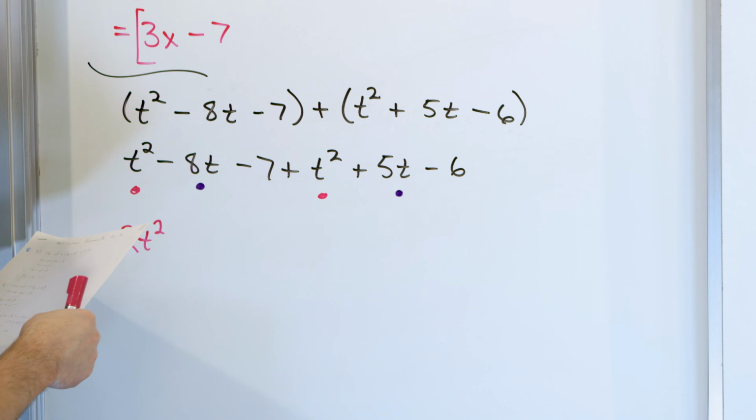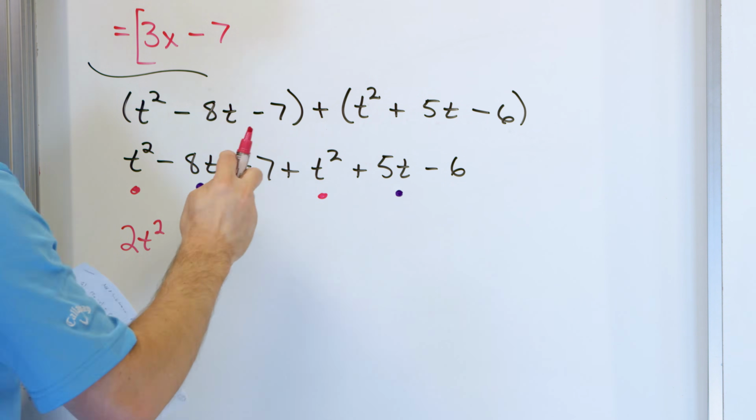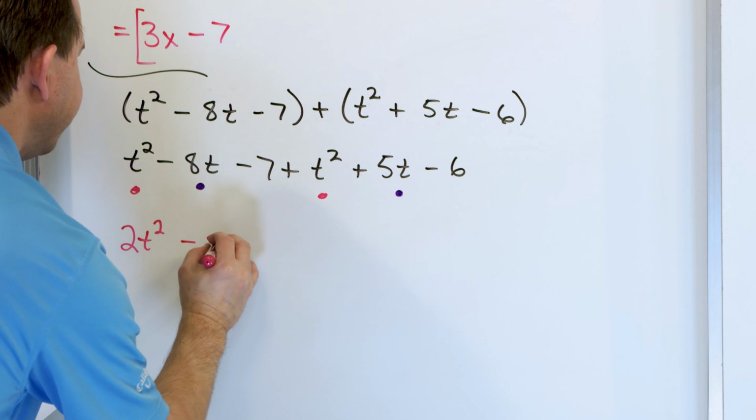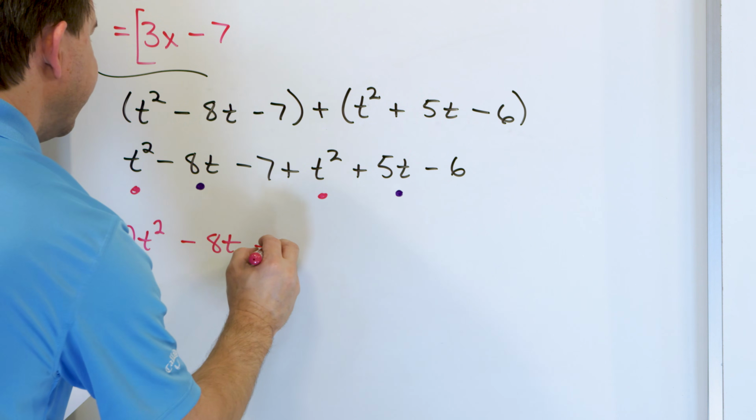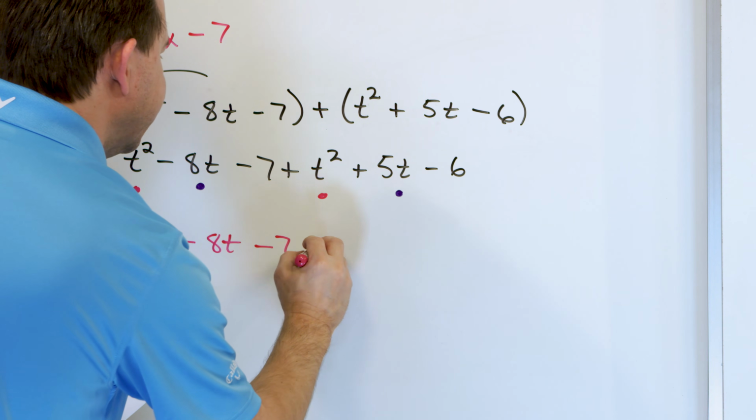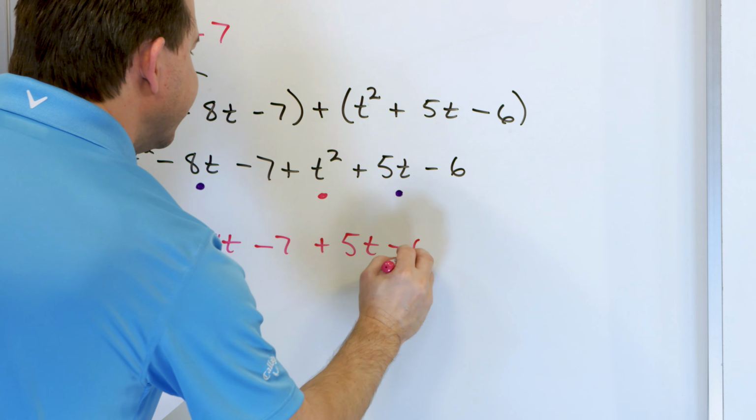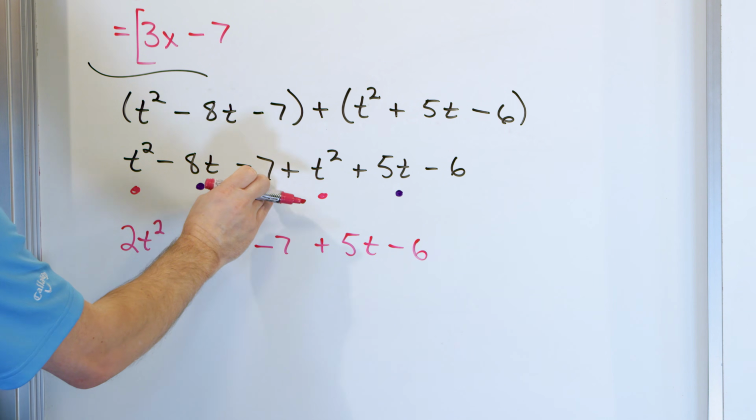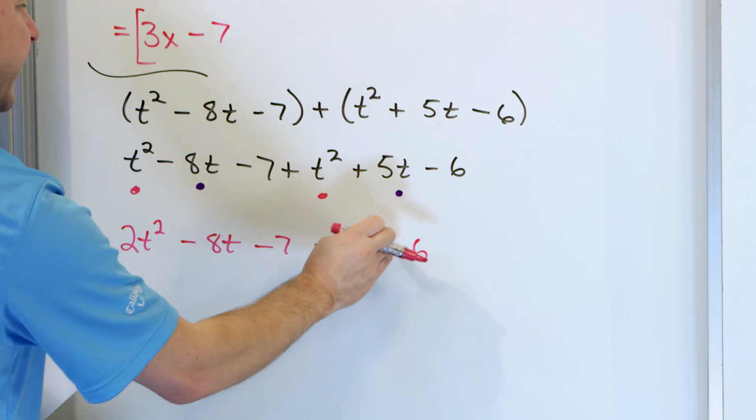Let me think about this. Maybe the best way to do it is to rewrite things. I'll rewrite it again. Let me go ahead and say this is going to be negative 8t minus the 7 plus the 5t. Minus 6. So all I've done here is I've added the t squares, and then everything else is just coming down. I haven't done anything yet.